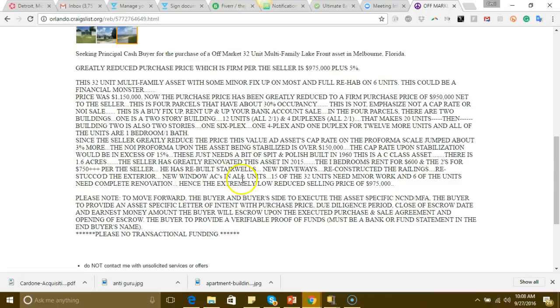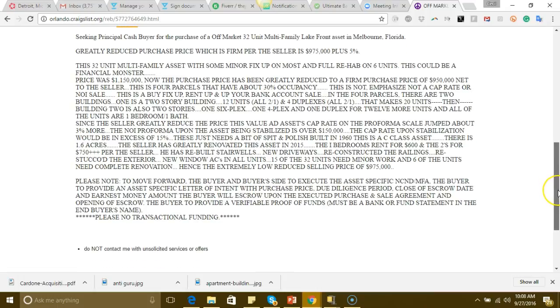He has rebuilt stairwells, new driveways, and so on. Hence the price. Notice, to move forward, the buyer and buyer side must execute an asset-specific NDA. They want you to sign off on paperwork saying you're not going to talk, you're not going to do this, you're not going to go around. The buyer must provide an asset-specific letter of intent with purchase price, due diligence period, close of escrow, and so on. No transactional funding.